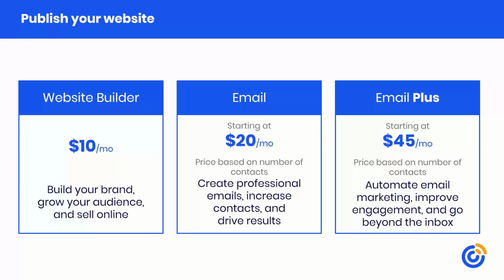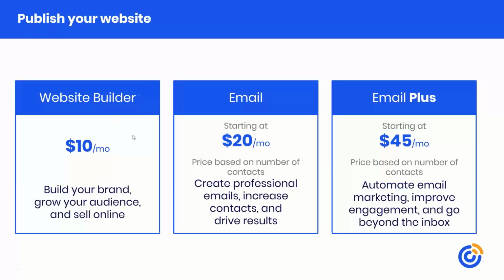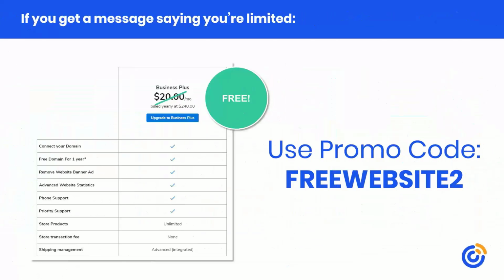And in terms of publishing, if you're in a trial account, you can create your website, but when you're ready to publish your site, you will be prompted to purchase a package. And if you're already using Constant Contact with the email or email plus package, your website is already included, as well as many other features. And with all of the packages, you can add as many items to your store as you need to.